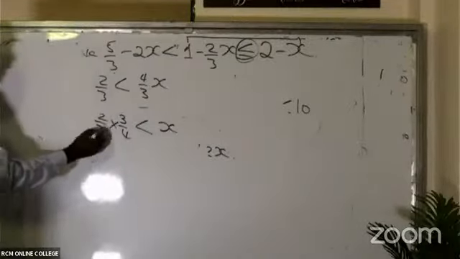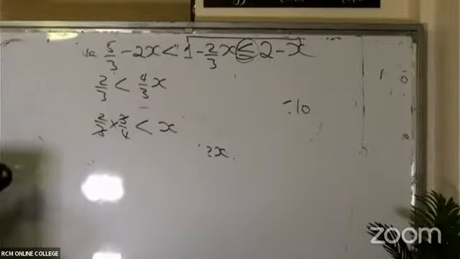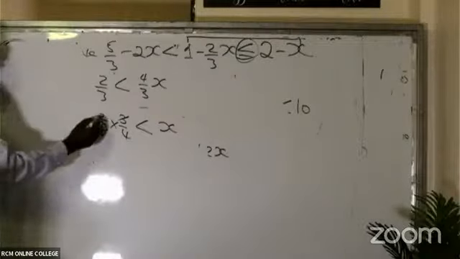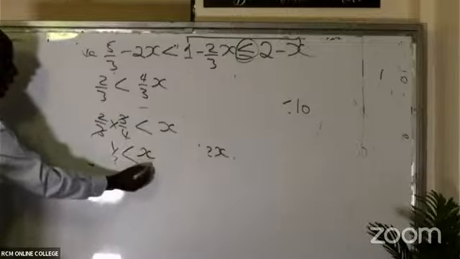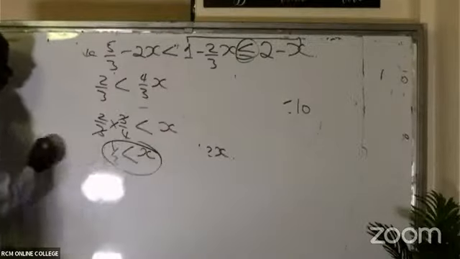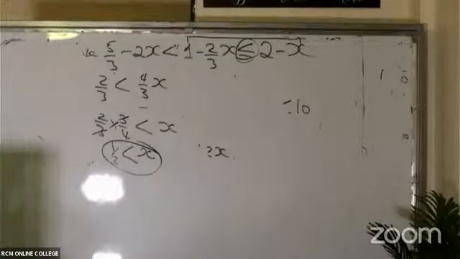So then this and this cancels out, leaving me with this and this. This will be a half less than x, or x is greater than a half. So this is the answer for the first part. If you put it as 0.5, no worries.